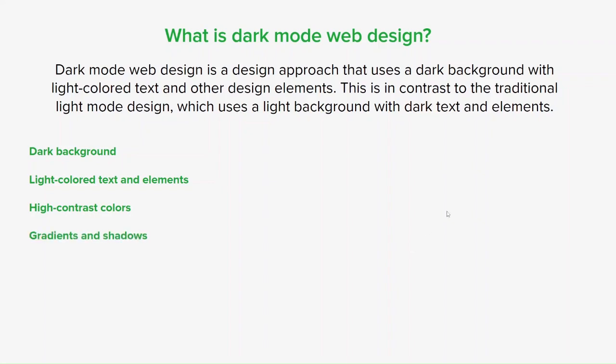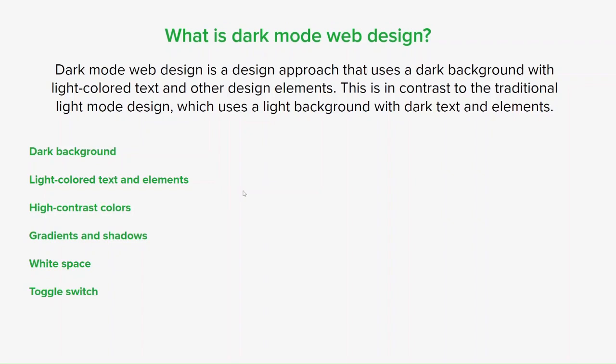Gradients and shadows can be used to create depth and visual interest in dark mode websites. However, it's really important to use them carefully, as too much can make the website look cluttered. And white space. So white space is important for readability and visual appeal in both dark and light mode websites. However, it's especially important in dark mode because it can help the content stand out from the background a bit more. Dark mode web designs also often have the following features.